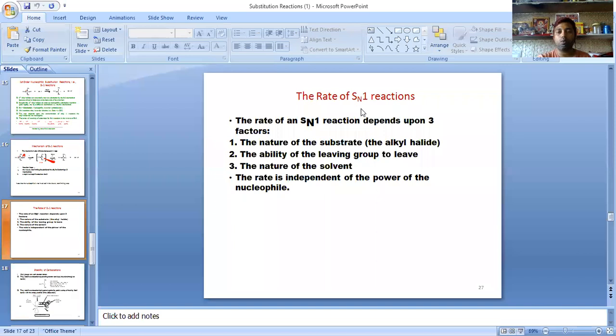The rate of SN1 reactions depends upon three factors: the nature of the substrate, the alkyl halide; the ability of the leaving group to leave; and the nature of the solvent. The rate is independent of the power of the nucleophile. Understood?